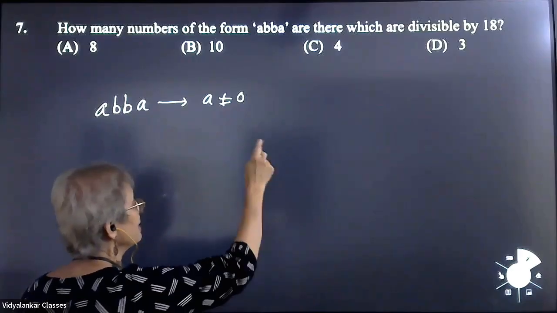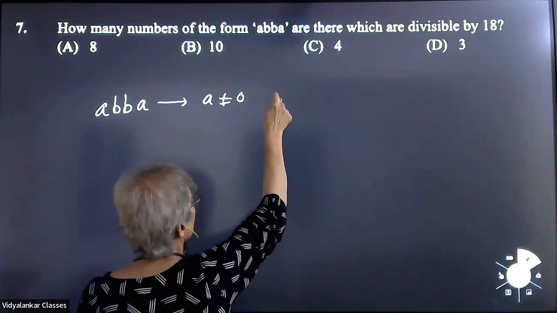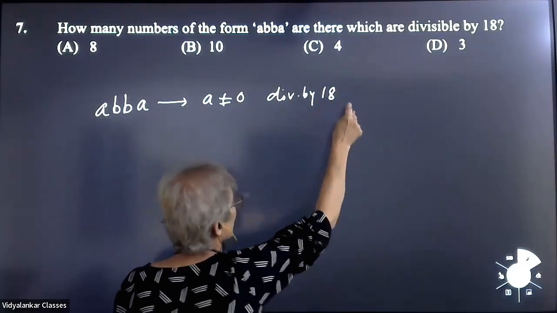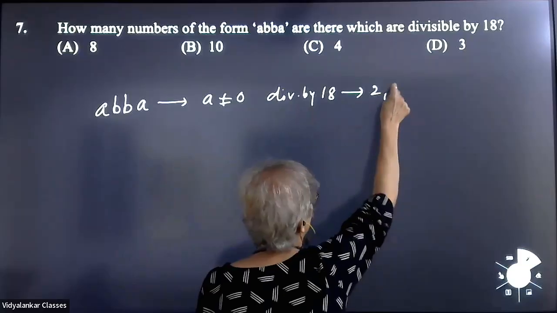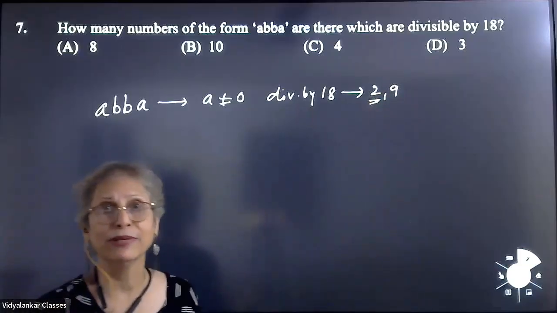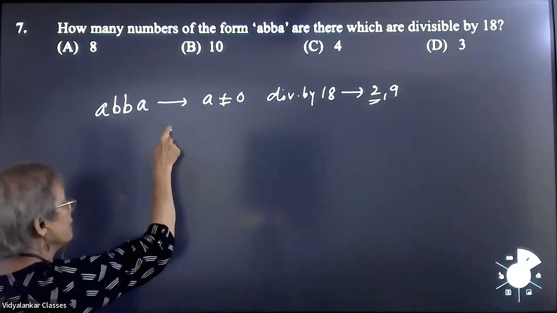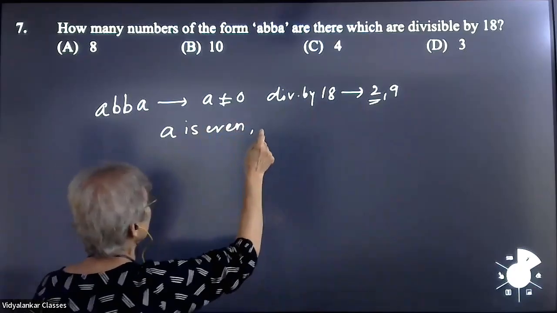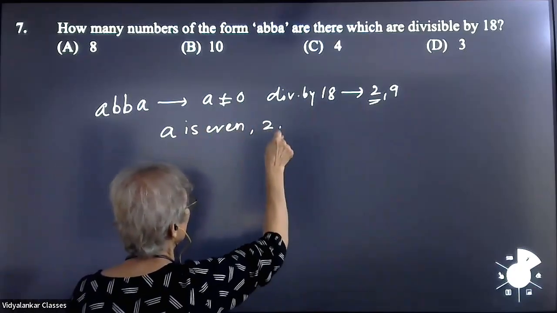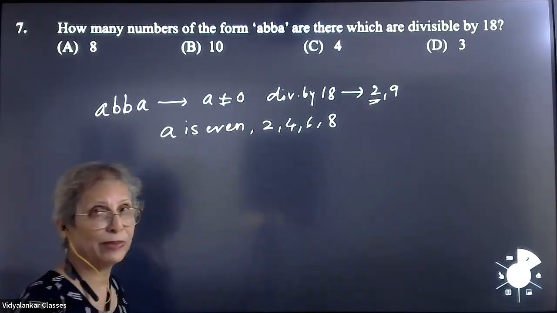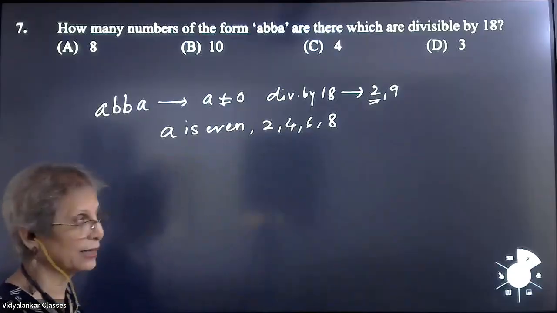Okay, and then divisible by 18. Divisible by 18 means divisible by 2 and 9. Divisible by 2 means it should be an even number, so A must be even. And A cannot be 0, so it is 2, 4, 6, and 8. So A can be 2, 4, 6, 8, right?